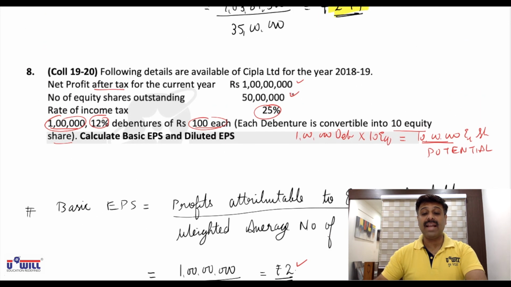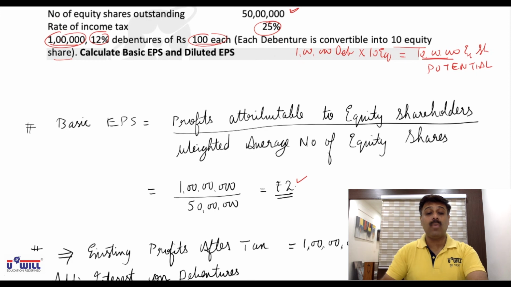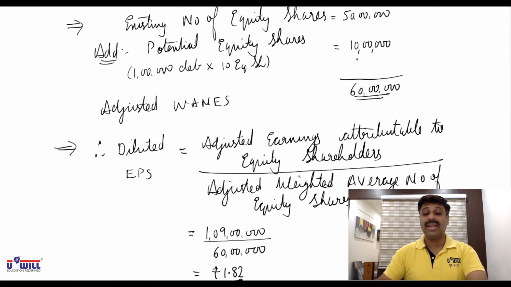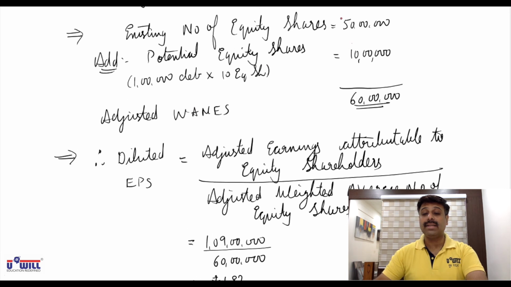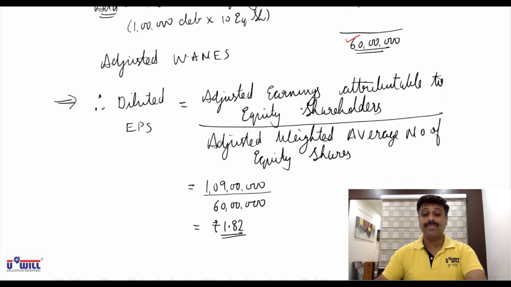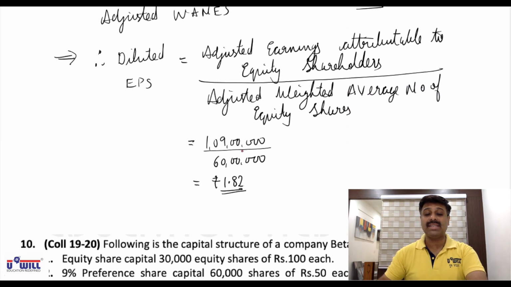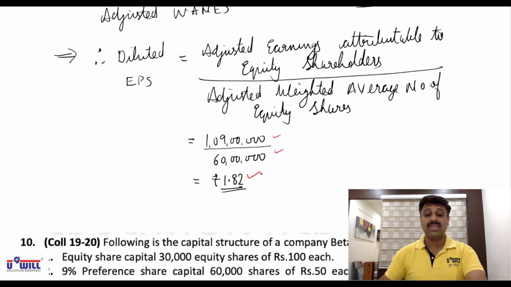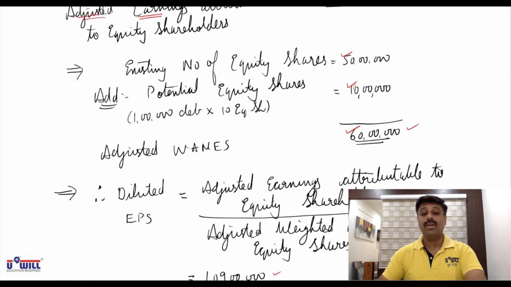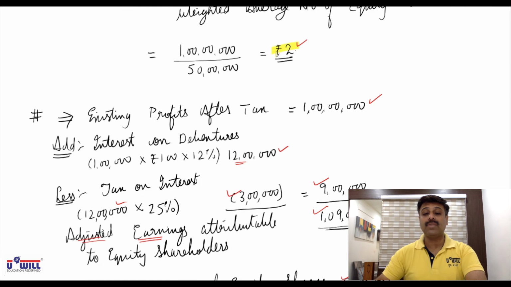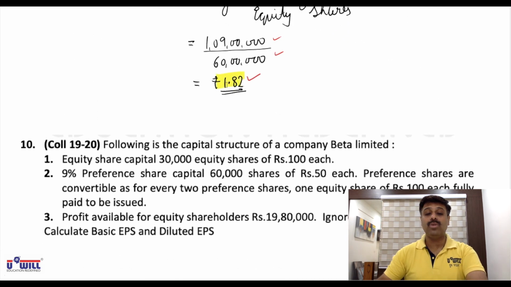Existing, there are 50 lakh shares. In future, you'll have 1 lakh debentures convertible into 10 equity shares each. So 10 lakh equity shares, so 50 plus 10. In future, there will be 60 lakh equity shares, that is adjusted weights. So adjusted profits, 1 crore 9 lakh divided by adjusted weights, 60 lakhs. Diluted EPS is 1.82. You all can see from 2 rupees, the EPS falls down to 1.82. So it is called diluted EPS.